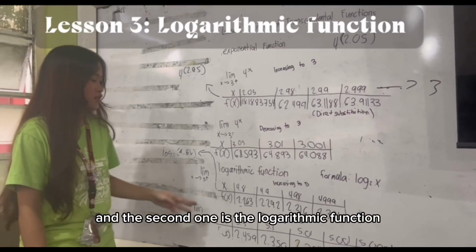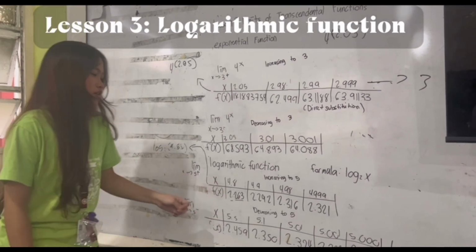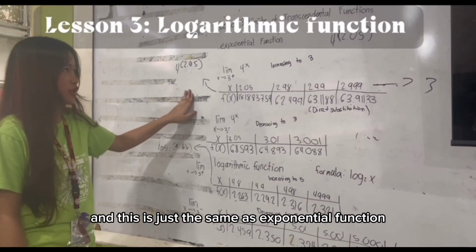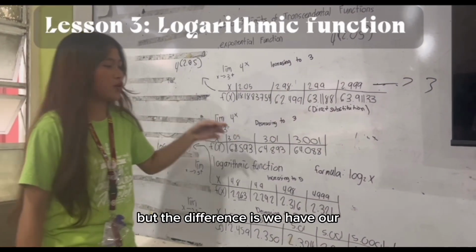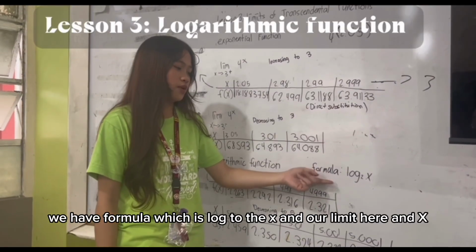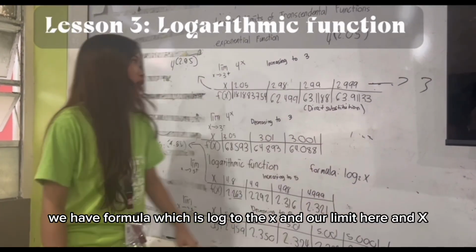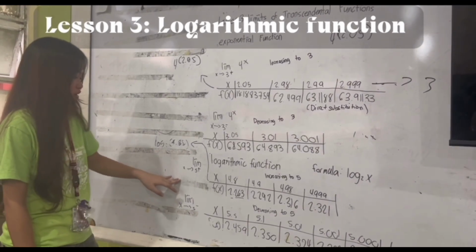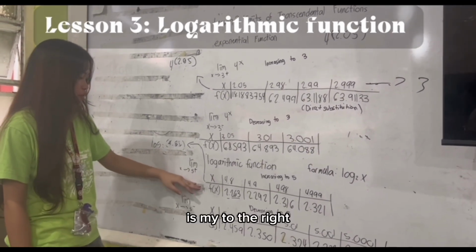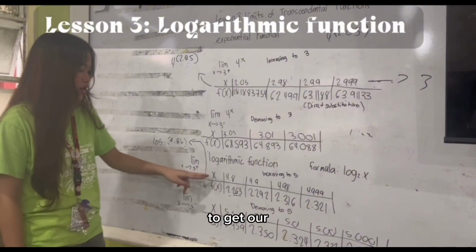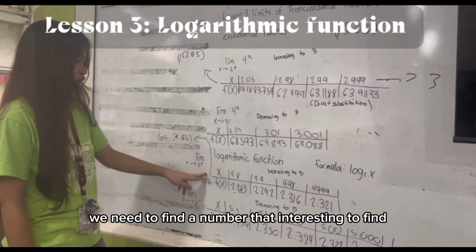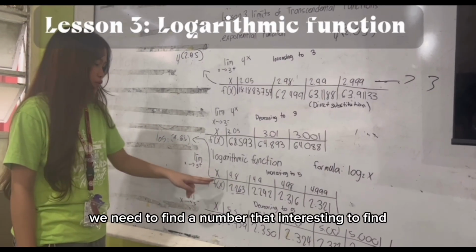And the second one is the logarithmic function. This is just the same as the exponential function, but the difference is we have a formula which is log 2 x, and our limit here is x approaching 5 from the right. To get our x here, we need to find a number that is increasing to 5.